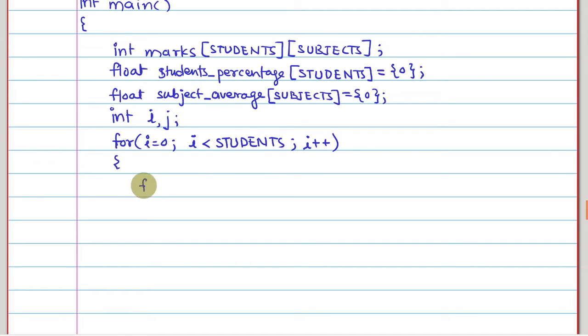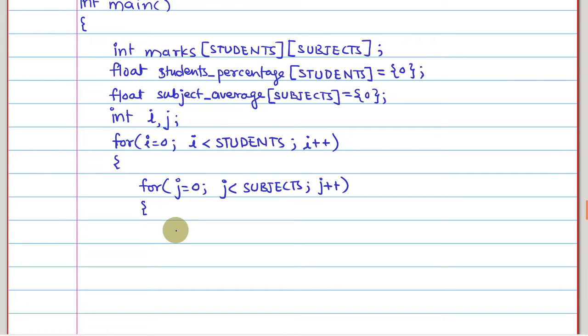Now let us have the inner loop, which will scan marks of each subject for a given student. For the first iteration, for roll number 1, it will scan marks of all subjects for roll number 1. When the outer loop iterates a second time, this inner loop will again run for each subject and scan marks of the next student for each subject, right? You will understand it once I write the code. j is less than number of subjects, j plus plus.